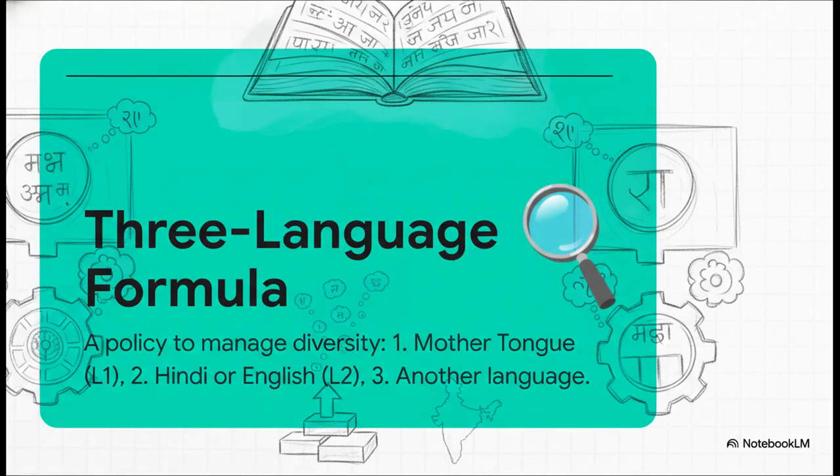And this idea is so powerful that it's actually been built into national policy. The Kothari Commission in India came up with this three-language formula. The whole point is to structure language learning in a way that makes sense. You start with your mother tongue to build a really strong foundation, then you add a second language, like Hindi or English, and then a third. It's a smart, structured way to embrace all that linguistic diversity instead of trying to erase it.